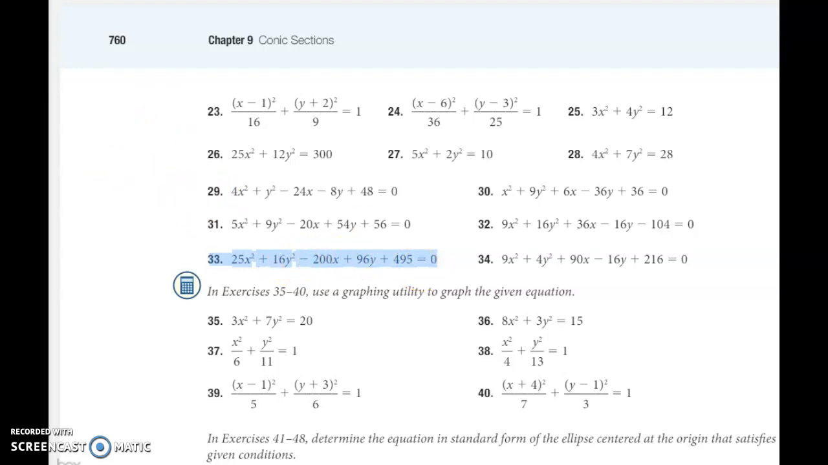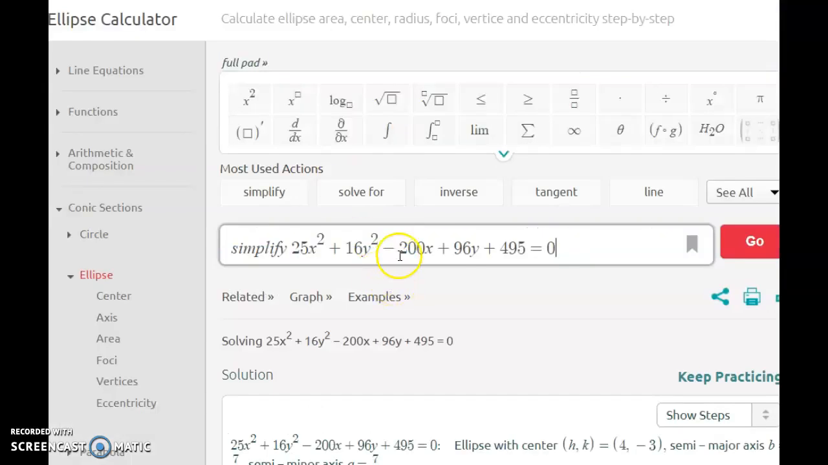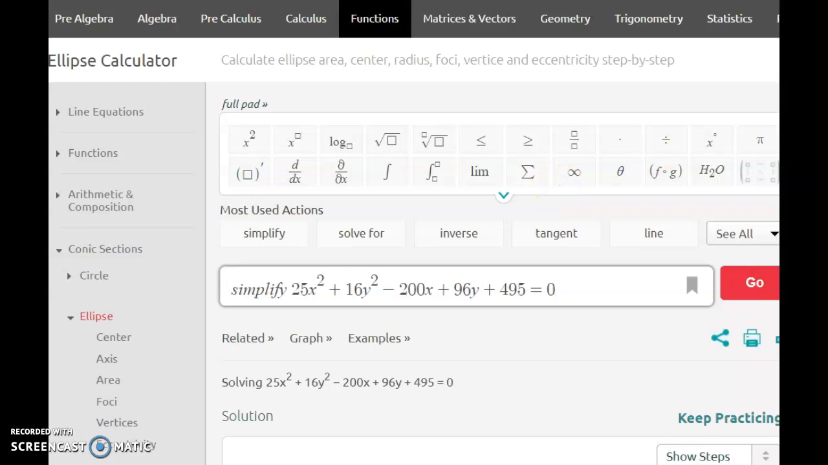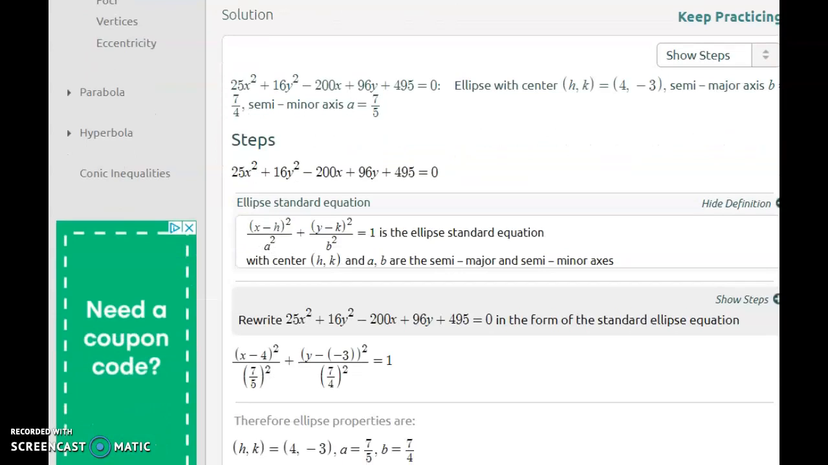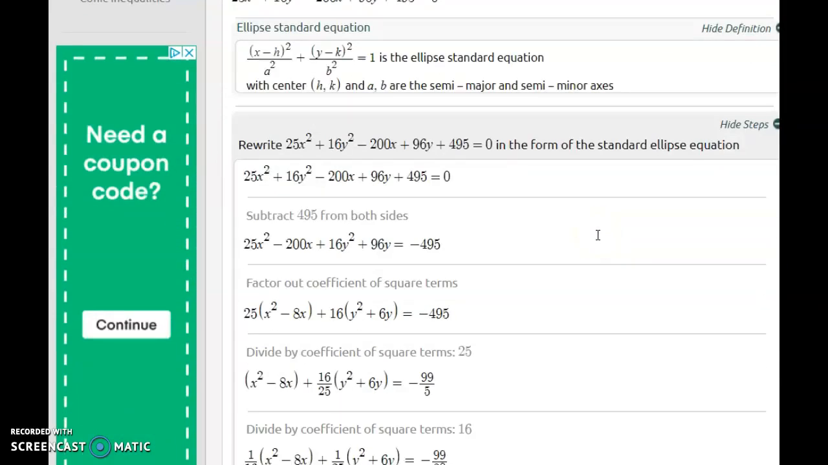Let's see, minus 200 plus 96. Oh, minus 200 is the only one. Negative. There we go. There it is. Hit the Go button, and Symbol Lab analyzes it. And if we show the steps, then we can see that here.